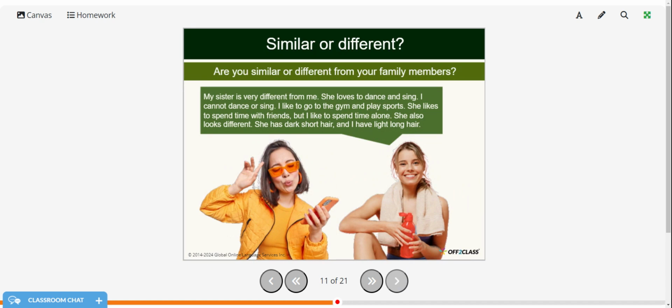And now we want to talk about similar or different. Are you similar or different from your family members? So I'll go ahead and read, and you can follow along, or you can pause the video and read on your own. My sister is very different from me. She loves to dance and sing. I cannot dance or sing. I like to go to the gym and play sports. She likes to spend time with friends, but I like to spend time alone. She also looks different. She has dark, short hair, and I have light, long hair.